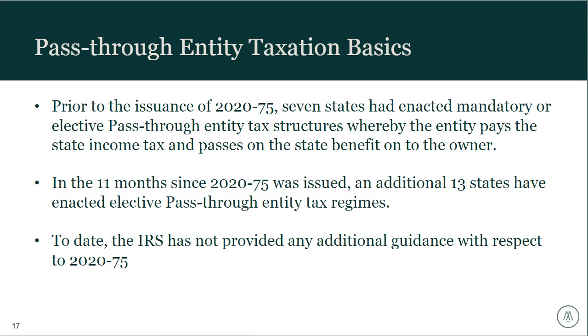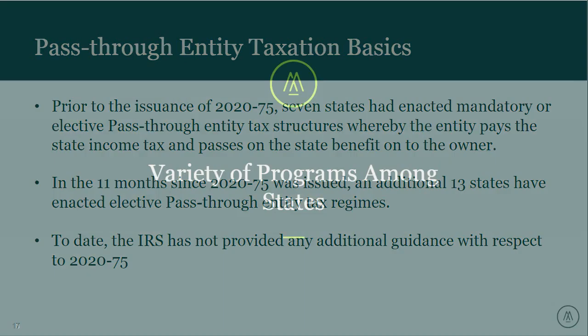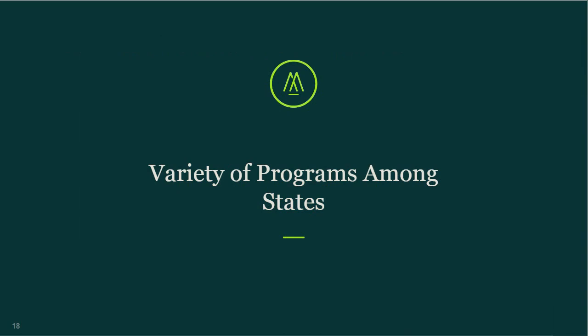So prior to the issuance of the revenue ruling from last November, 7 states had enacted this elective pass-through entity tax structure. Since 2020-75 was issued, we've seen an additional 13 states, including some of the states we'll talk about today, like California. Unfortunately, though, the IRS has not provided a lot of additional guidance. They've given us this revenue ruling that lays out some broad parameters, and then what we see is the states taking it from there and creating solutions, in their mind, that are effective for their residents.